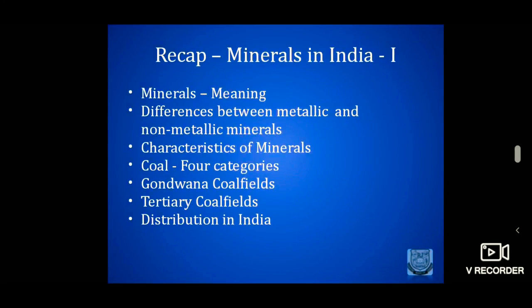The categories of coal are anthracite coal, bituminous coal, lignite coal. We discussed the percentage of carbon present in each type. Then we discussed the coal fields in India, which are classified as Gondwana coalfields and tertiary coalfields based upon the age of the coal present in the coalfields. Then we specifically discussed the distribution of coal in different parts of the country, state-wise and the coal fields.